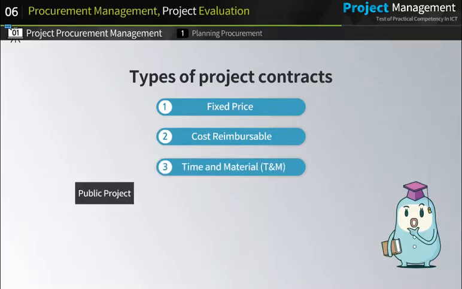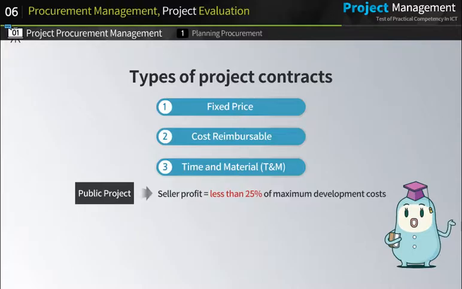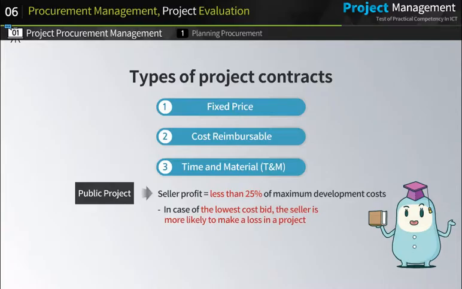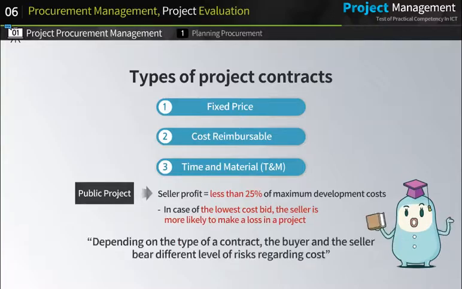A public project specifies that the seller's profit will be no more than 25% of its maximum development costs. However, in case of the lowest cost bid, the seller is more likely to make a loss in a project. That is why the type of a contract matters a lot. Depending on the type of a contract, the buyer and the seller bear different levels of risks regarding cost. Now let's take a close look at each of the types of project contracts.